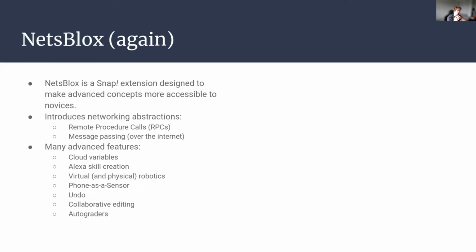Even just using these two networking abstractions opens up a bunch of features, a few of which make most of the ones I'm about to list possible, though a couple are just built into the environment itself. Some of these features include cloud variables. You can create Alexa skills. You can control virtual or physical robots. You can do cybersecurity with those virtual and physical robots. You can use your phone as a sensor.